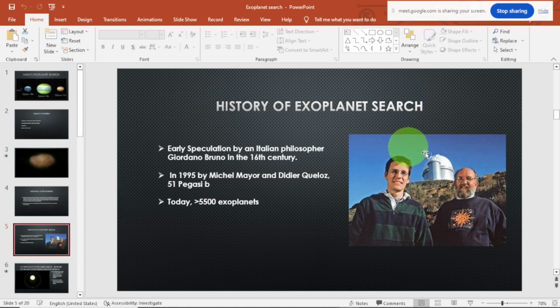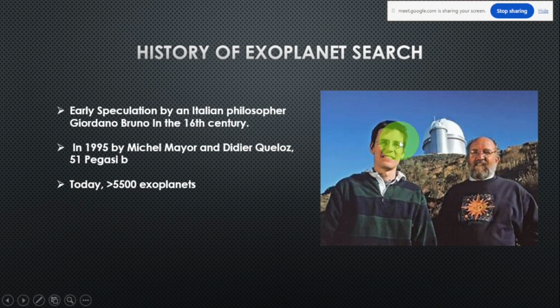Until 1995, these two people succeeded. This is a professor, and this was his PhD student. They were the ones, Michael Mayor and Didier. In 1995 they were able to detect exoplanets from other stars. From that day, 1995, to now, about 5,500 exoplanets have been discovered. That means greater than 5,500 exoplanets.